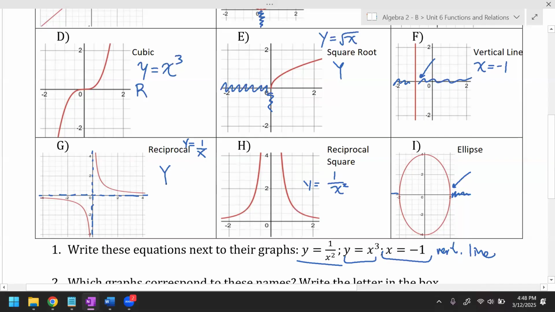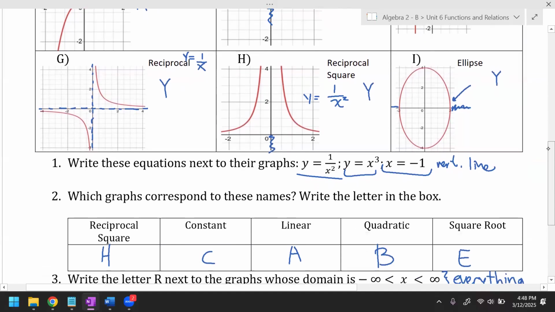Similarly, the reciprocal square function, you can see it doesn't have everything as its range. Let's put a y there. And finally, the ellipse, it does not have range everything. It doesn't go on forever in both the up and down directions.